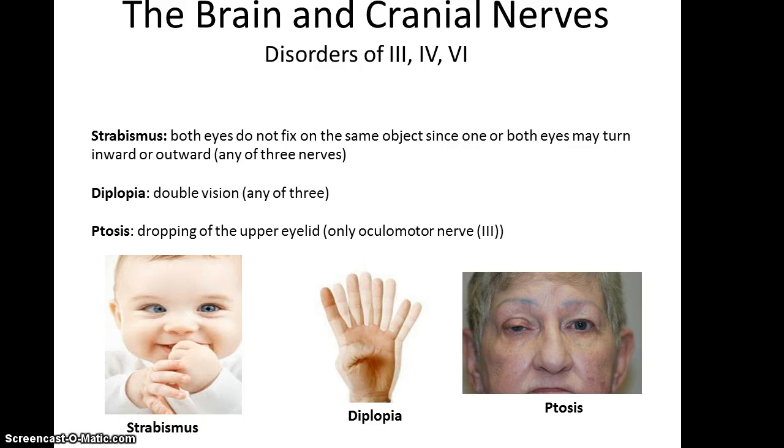Now, if you have strabismus or lazy eye, this means that there's damage to one or more of these nerves, which prevents your eyes from being able to focus and fix on one object together. And instead, one is more inward or outward than the other. There's diplopia, which is double vision, which can be caused by damage to any of these nerves because your eyes are perhaps shaking as they try to focus on one thing. And ptosis, which is the drooping of the upper eyelid, which is only found when there's damage to the oculomotor nerve.